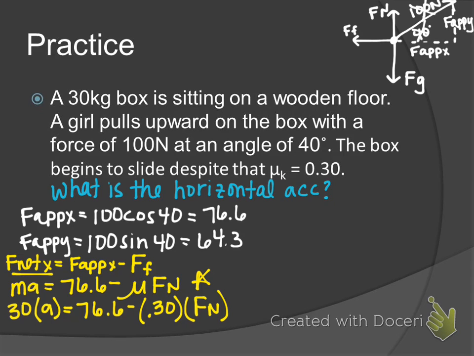Okay? So now let's look at the net force in the y direction. How many vertical forces do we have acting here? How many of you think 2? Raise your hand. How many of you think 3? Yeah, we have 3 vertical forces: the normal force, F applied y, and our gravitational force. So that means we need to take normal force plus F applied y, because they're both going in the upward direction, minus F sub g.